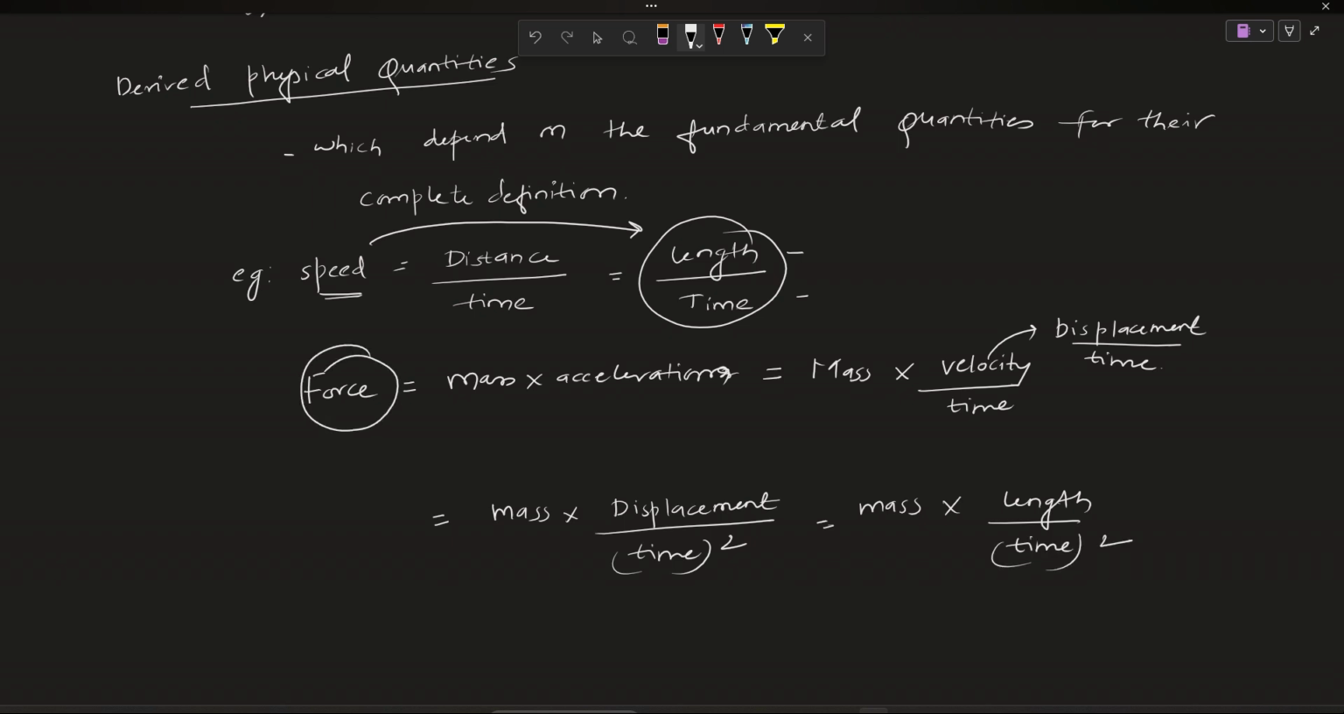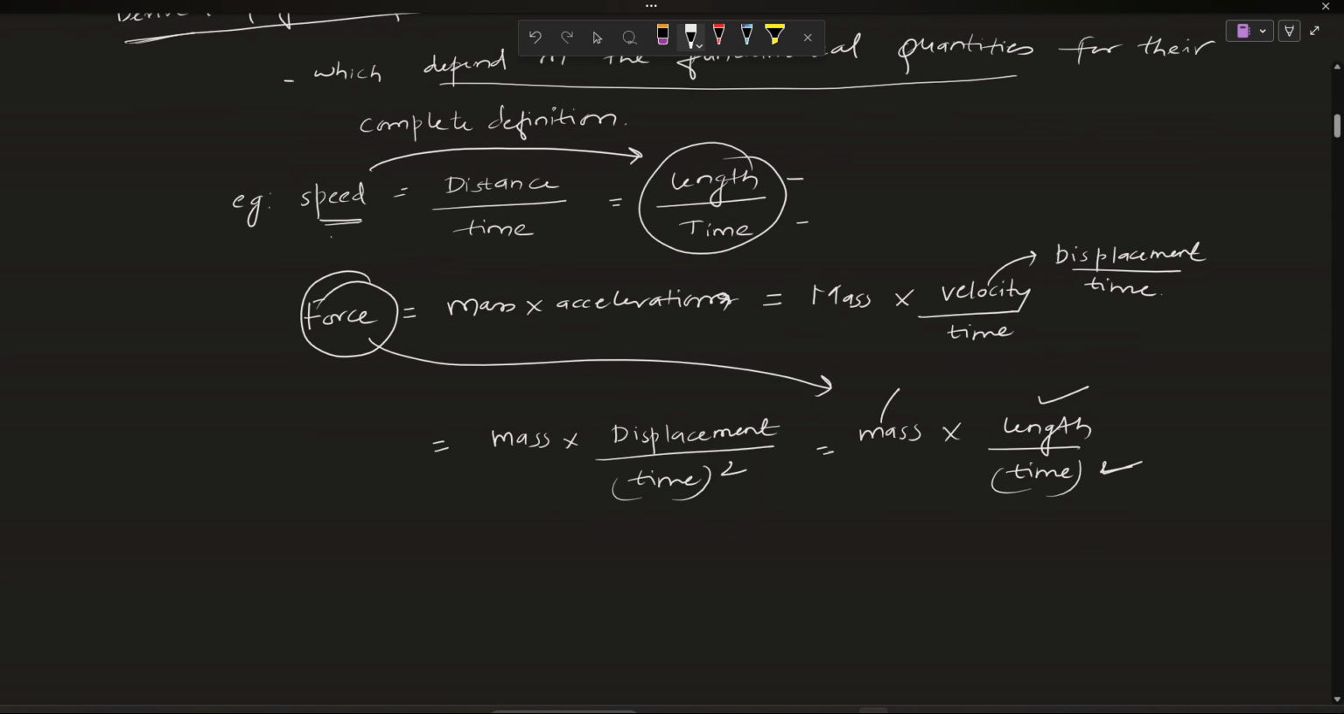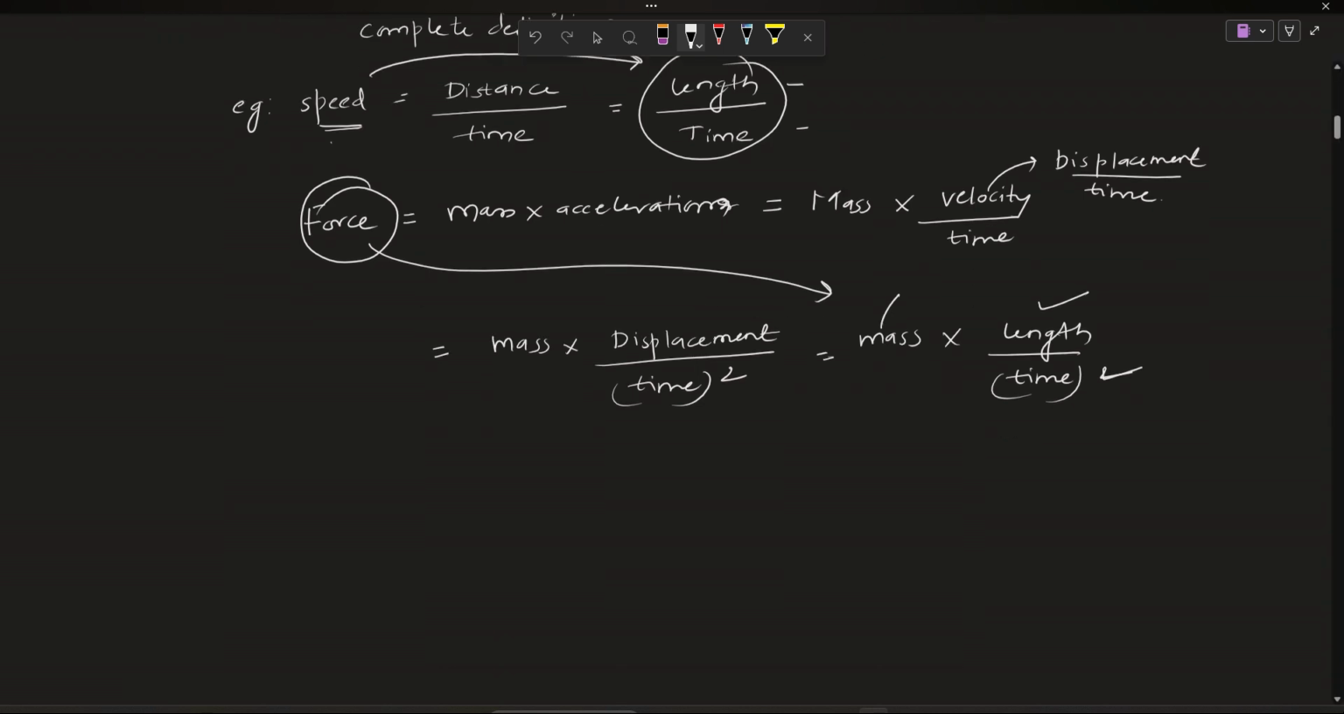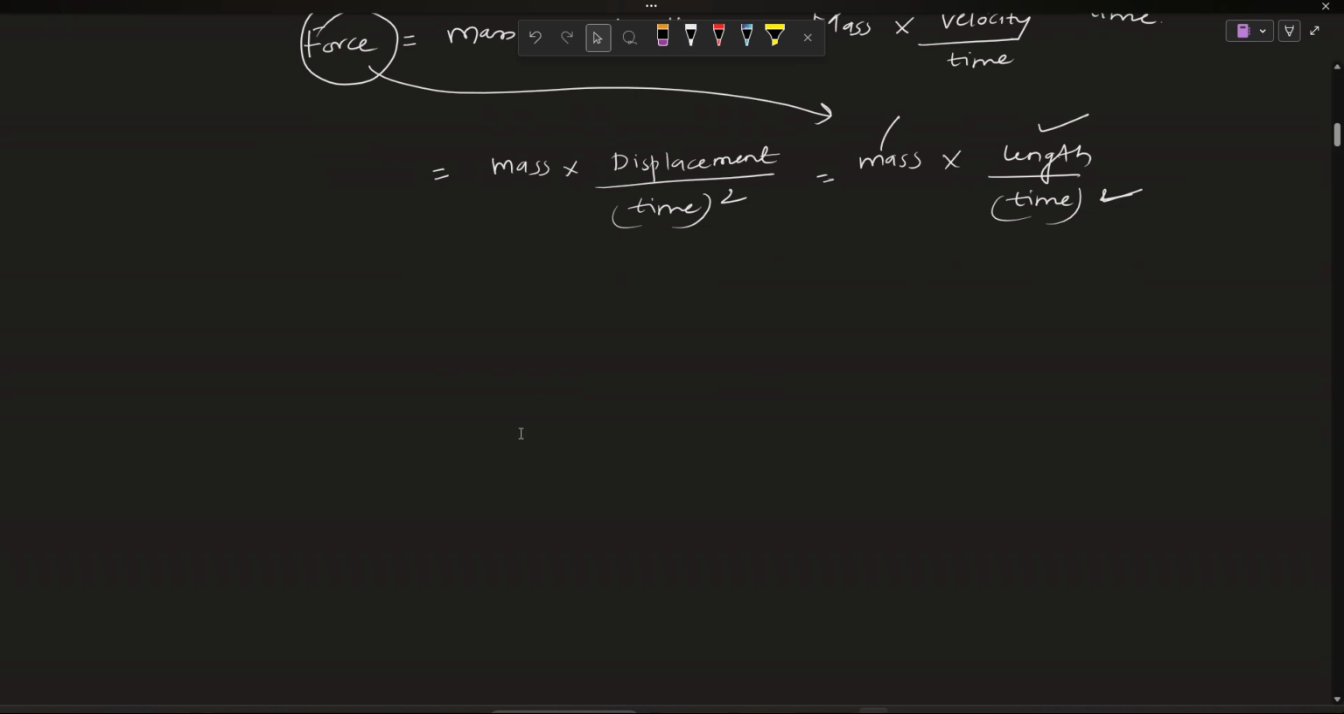So when you are looking at force, here mass is a fundamental quantity, length is a fundamental quantity, and time itself is a fundamental quantity. So we have defined force in terms of the fundamental quantities. That's why force, speed, these all are known as derived physical quantities, which depend on the fundamental quantities for their complete definition. So I'm sure you are sure about what a derived physical quantity is. Now let us go through the units.